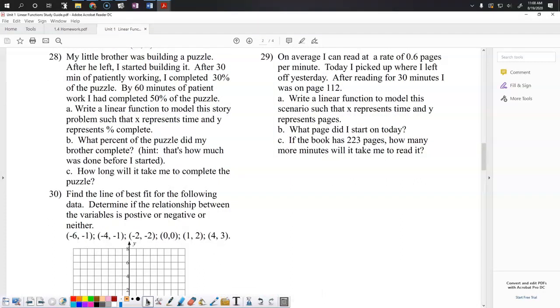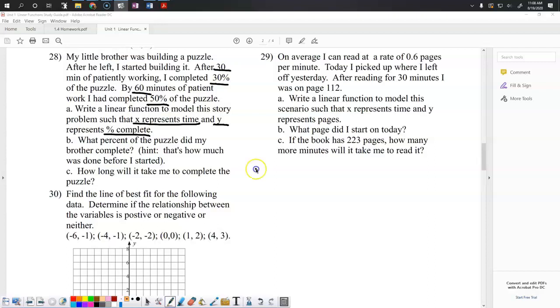All right, number 28. My little brother was building a puzzle. After he left, I started building it. After 30 minutes of patiently working, I completed 30% of this puzzle, and by 60 minutes of patient work, I had completed 50% of the puzzle. And our goal is we want to write a linear function to model this story problem where x represents time and y represents the percentage. Okay? So this is a problem where I give you 4 numbers.